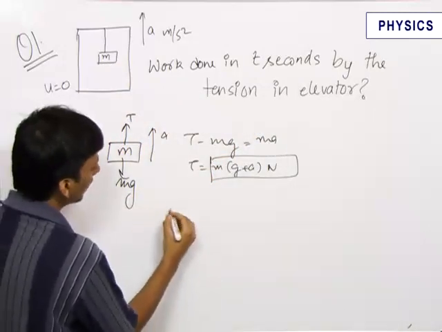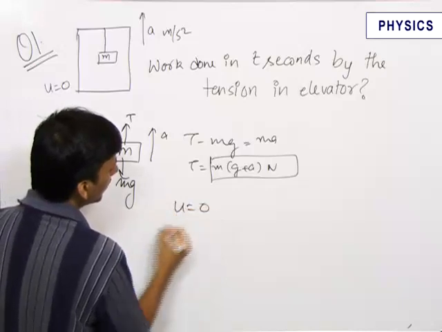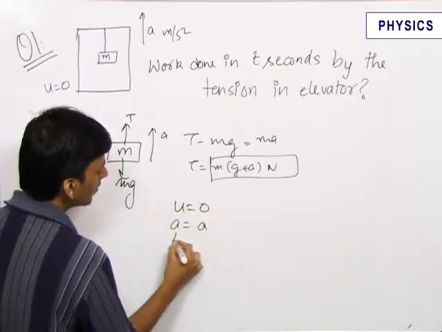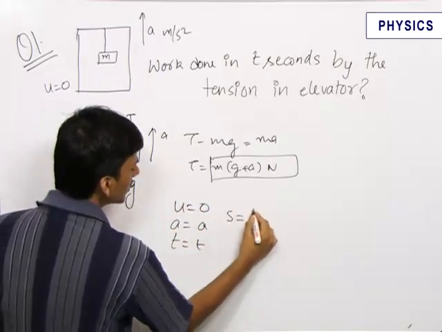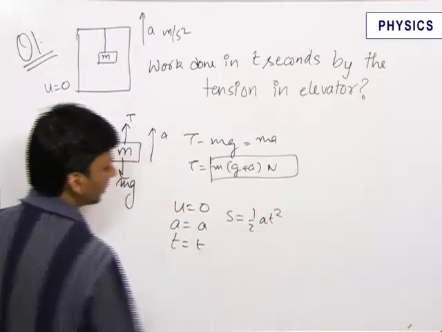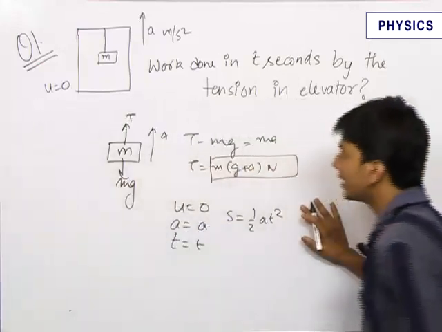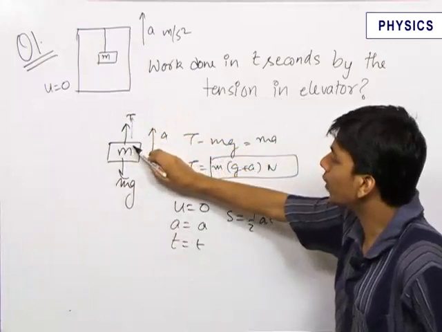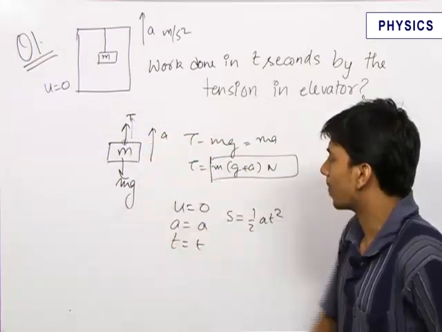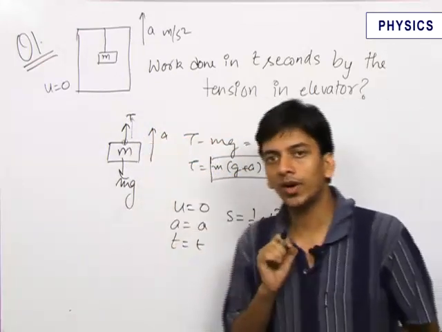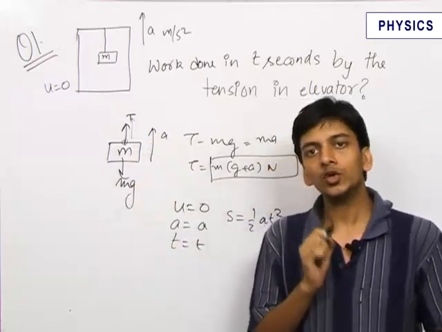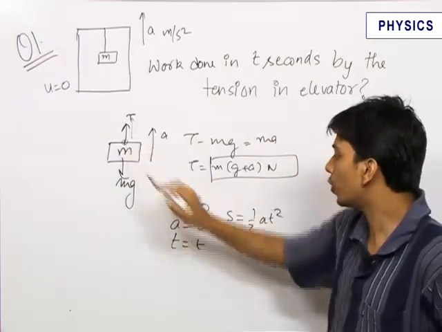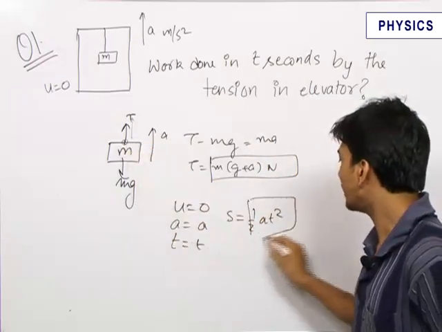Now the displacement of the mass m: initial velocity is 0, acceleration is equal to a, time is equal to t seconds, so displacement is equal to half a t square. Now the work done by the tension acts in the upward direction. We'll always remember the formula for work done as force into displacement of the point of application of force. Now the point of application of force is displaced by half a t square.